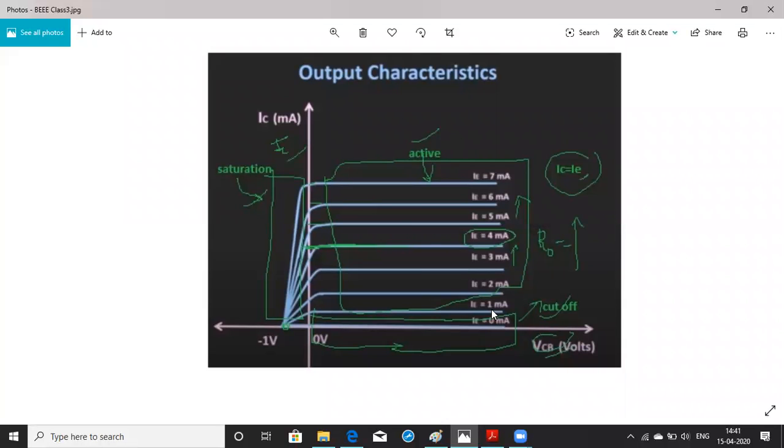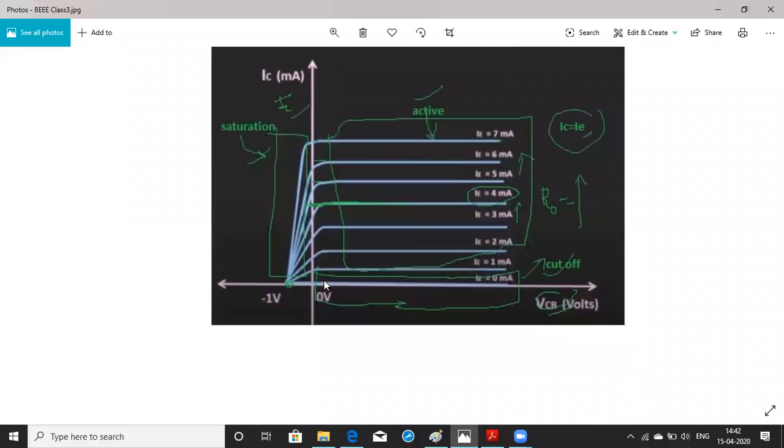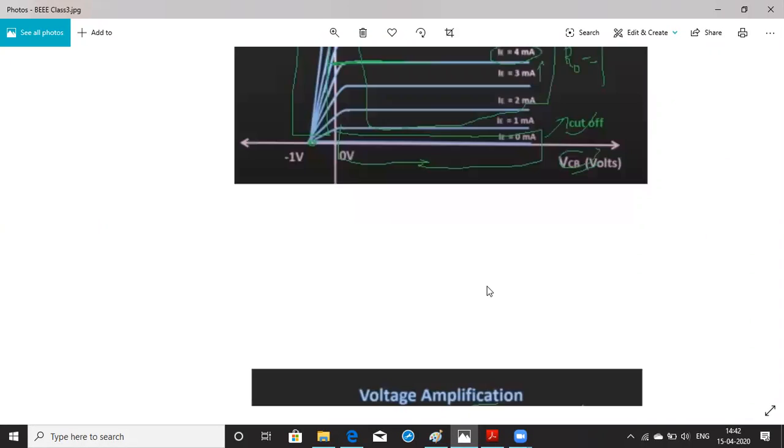But whenever you are increasing the emitter current, the collector current is also going to increase, because we already know that collector current is equal to alpha times the emitter current. So when the emitter current is increasing, collector current will also increase. The alpha factor will always be equal to 1 or less than 1. We have also discussed the saturation and the cutoff characteristics.